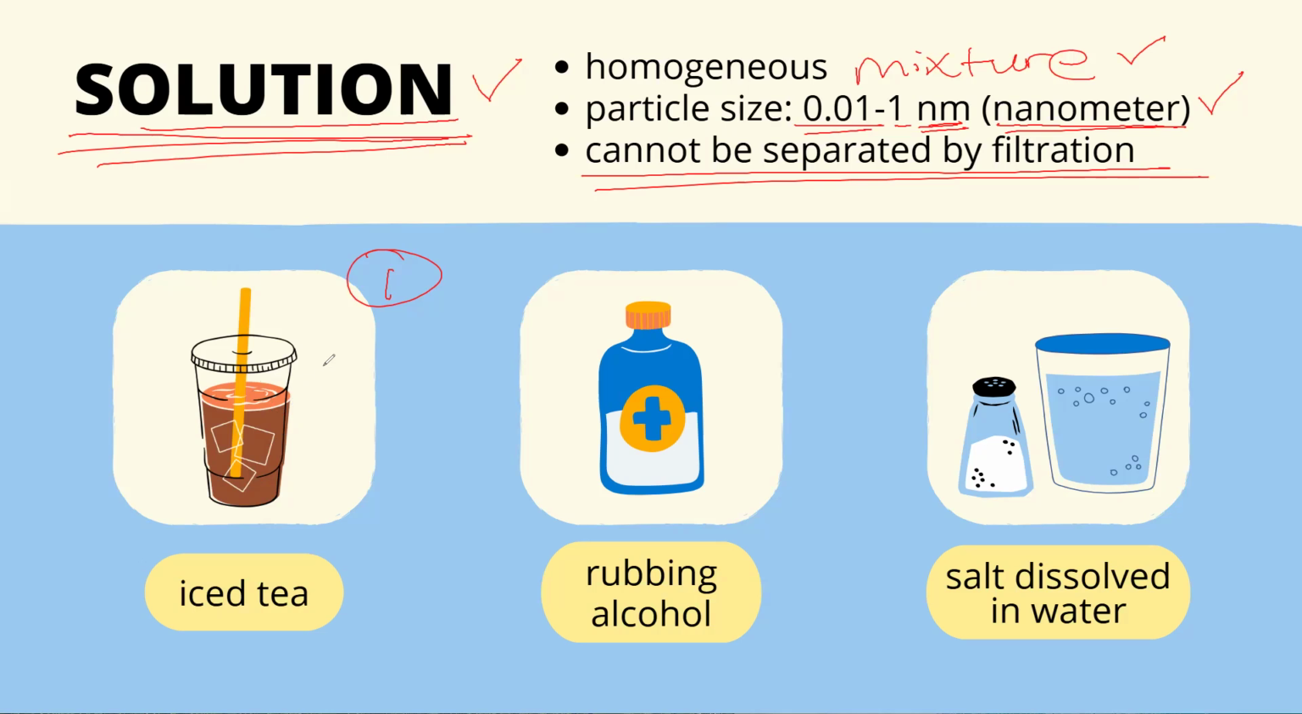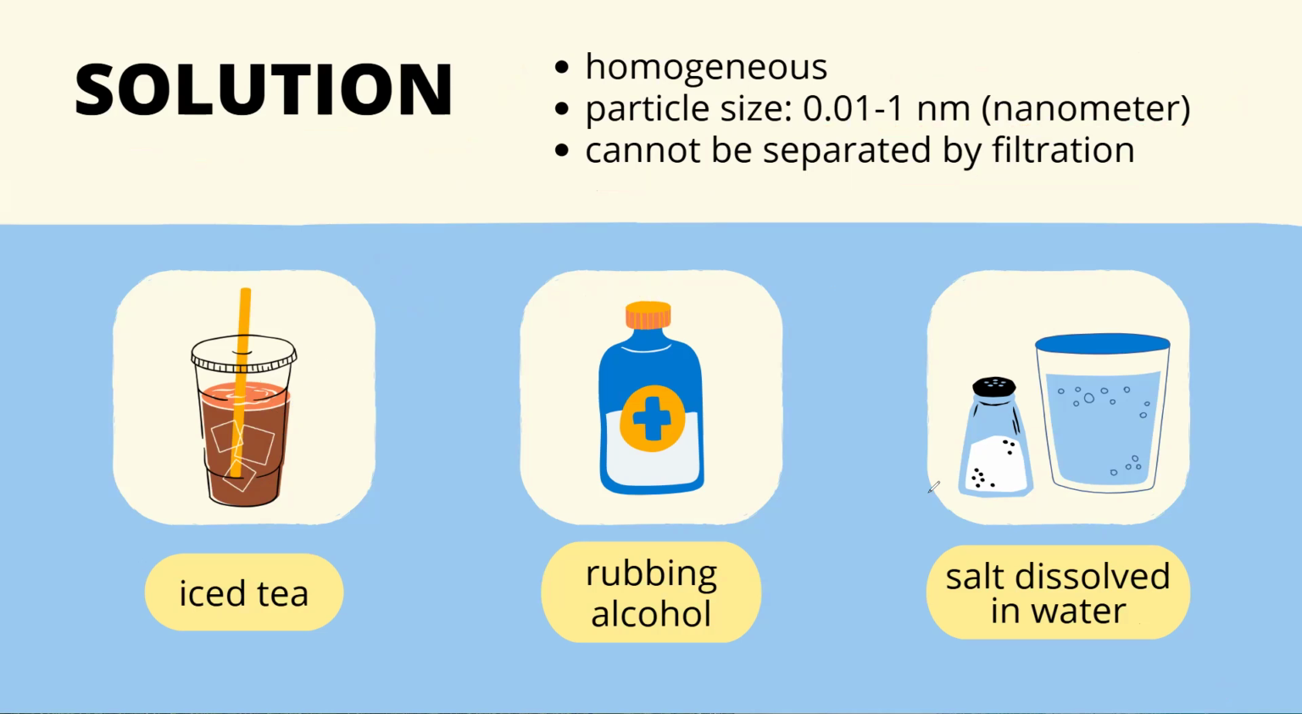What's example number one? Iced tea. Iced tea. Good. How about example number two? Rubbing alcohol, also called methylated spirits. You remember that, right? Yes, sir. Good. And then the third example is salt dissolved in water. Beautiful. I'm enjoying how you're following every bit of today's class. So that is an example of a solution. Each and every one of these examples cannot be separated by filtration.